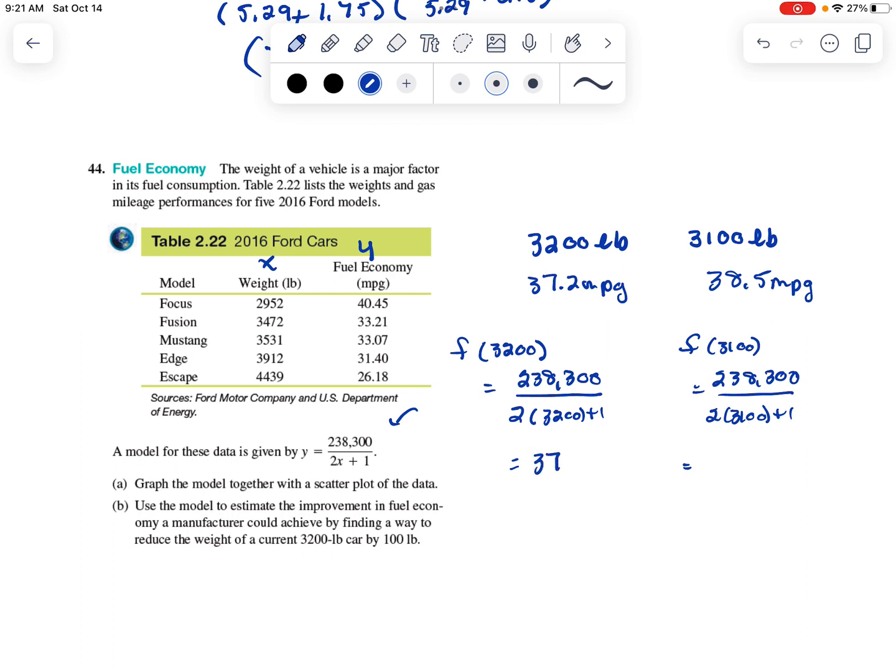And I get 37.2, very similar to what we had on the graph. 238,300 divided by 6,201. And we get 38.4, very similar to what we saw on the graph. So I take 38.4 minus 37.2. I get 1.2 miles per gallon is the increase in fuel economy we have when our car is just 100 pounds lighter. So there you go.